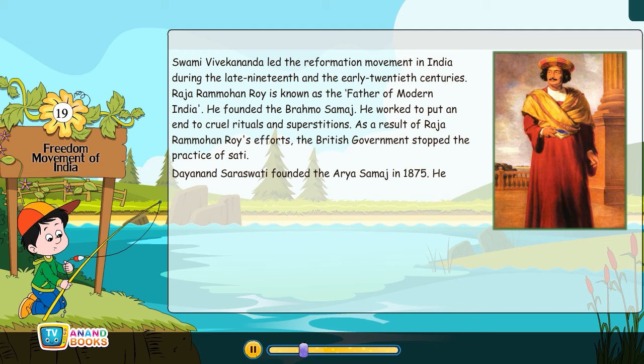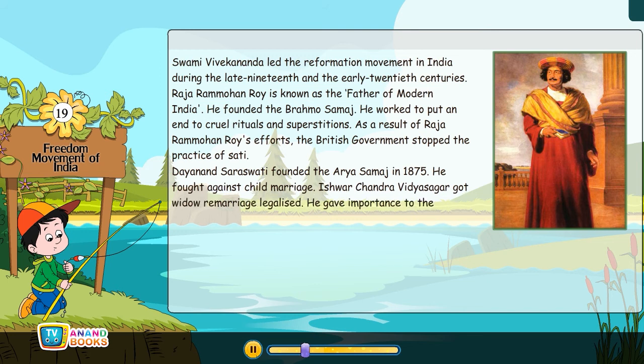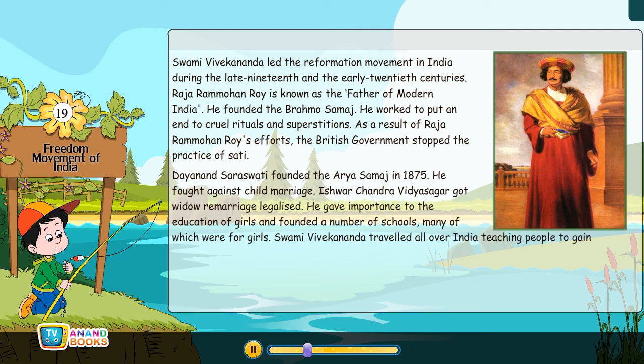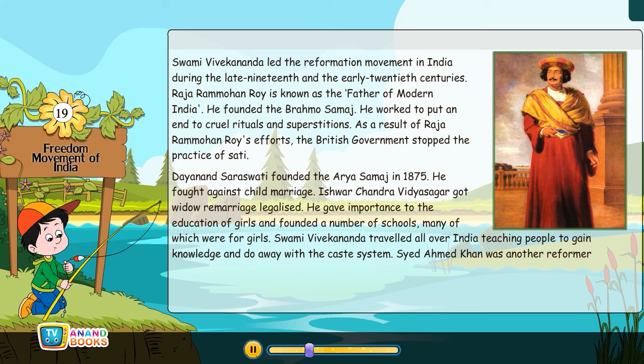Dayanand Saraswati founded the Arya Samaj in 1875. He fought against child marriage. Ishwar Chandra Vidyasagar got widow remarriage legalized. He gave importance to the education of girls and founded a number of schools, many of which were for girls. Swami Vivekanand traveled all over India teaching people to gain knowledge and do away with the caste system. Sayyid Ahmad Khan was another reformer of this period who gave much importance to spreading education amongst the masses.